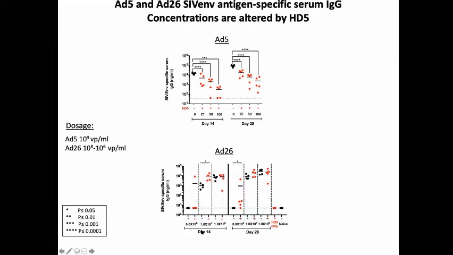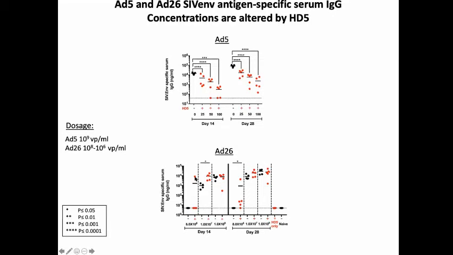Here we have our day 14 and day 28, and each of these values corresponds to a different concentration of adenovirus. We go from 10 to the 6th to 10 to the 7th to 10 to the 8th VP per ml of adenovirus. That's shown over here. When we look at day 14, at 10 to the 6, we see there's absolutely no difference between just adenovirus 26 alone versus adenovirus 26 when defensin is present.